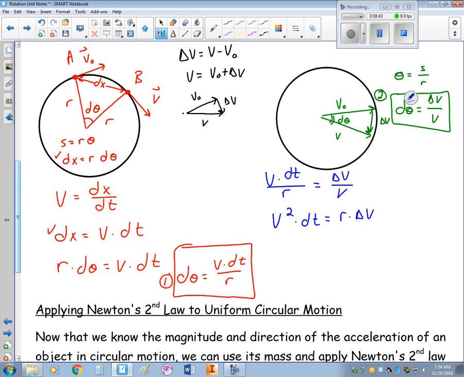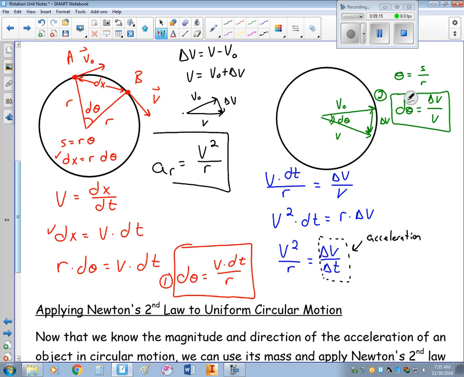And then I'm going to divide the r over and the delta t over. And I hope that you recognize this delta v over delta t as acceleration. So my radial acceleration equals velocity squared, the magnitude, velocity squared, divided by the radius of the circle. So that is the formula for radial acceleration.